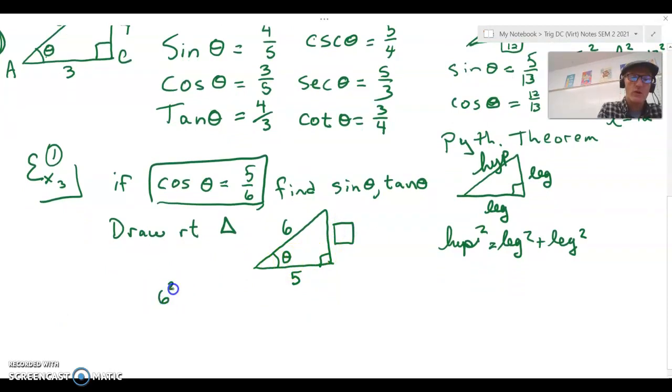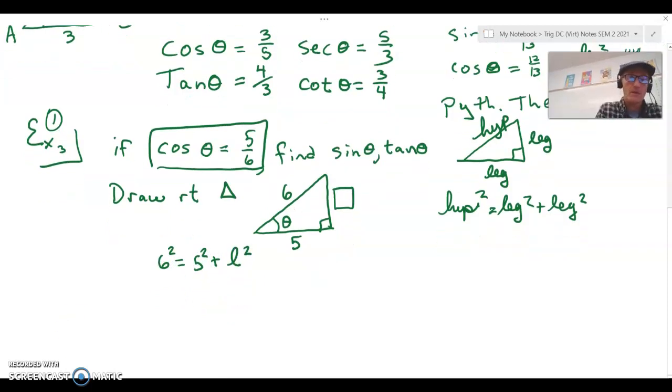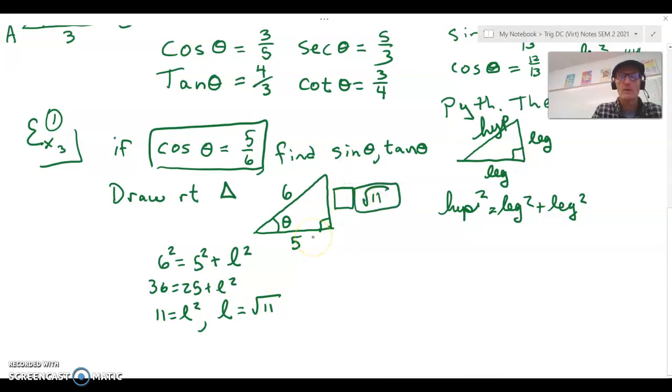So 6 squared equals 5 squared plus my, I'll just call it L squared for leg. 36 equals 25 plus L squared. So 11 equals L squared. So L equals the square root of 11. So the length of this side is the square root of 11. Now you should be able to find all of the values.